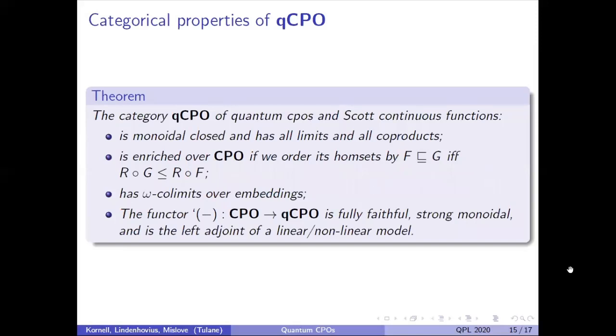Well, the category QCPO turns out to be monoidal closed, has all limits, has all coproducts, has omega colimits over embeddings, and it's enriched over CPO with respect to this order we defined previously. And again, we have an embedding of CPO into QCPO, which turns out to be the left adjoint of a linear-nonlinear model. So far, so good.